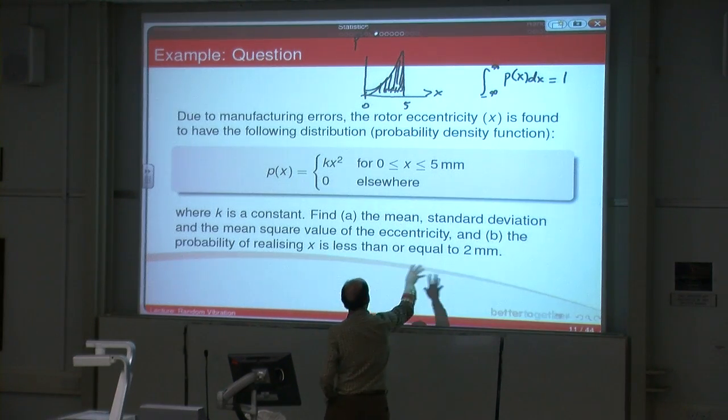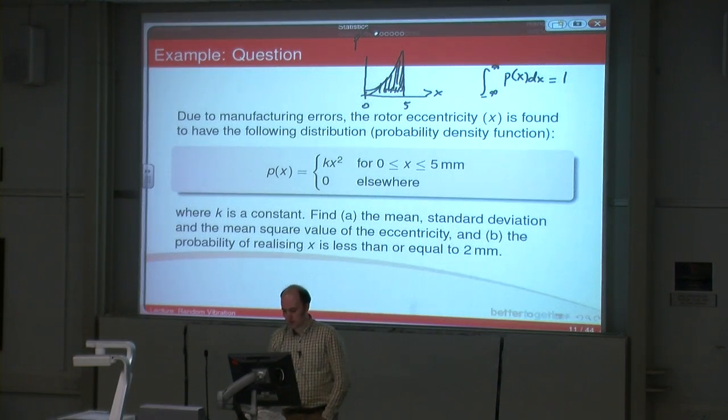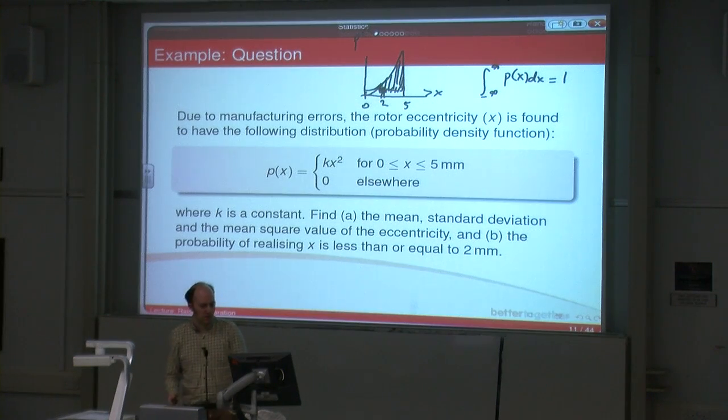And this second part of the question, B, is we're saying, okay, let's take the bit here of 2. What's the chance that it lies in this bit here? And we're going to work that out. So let's go through the process.